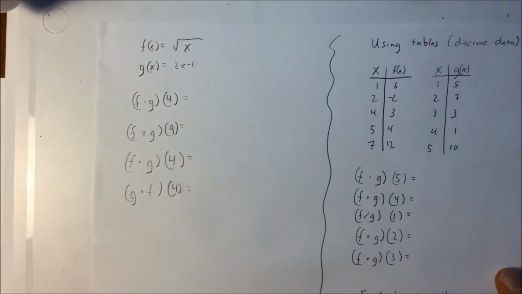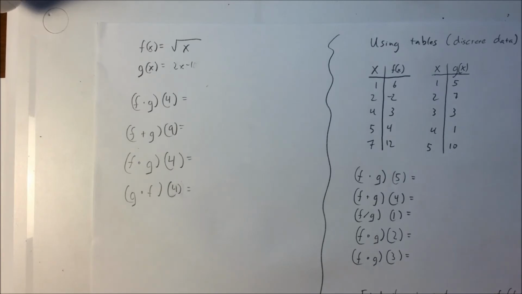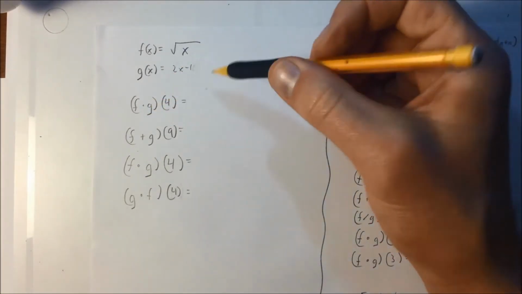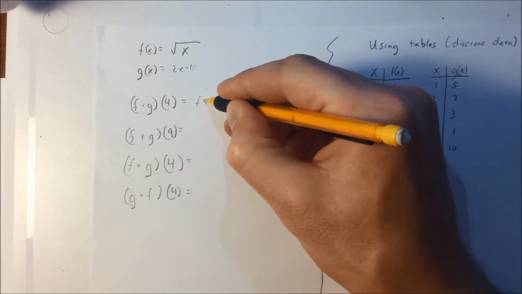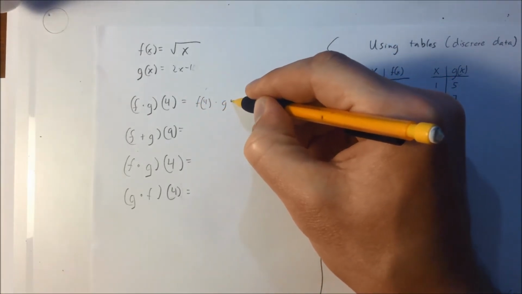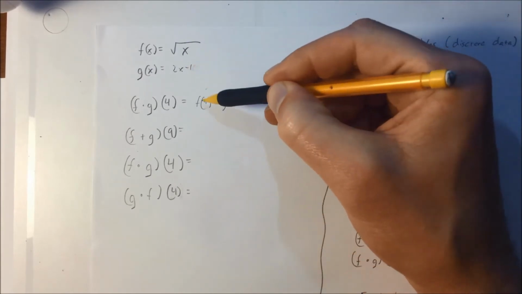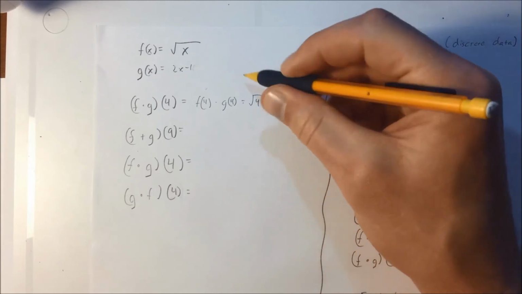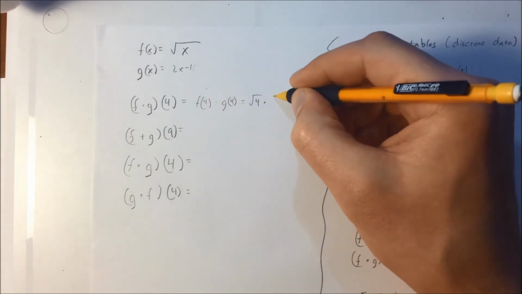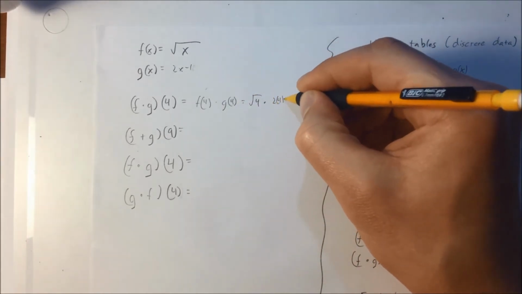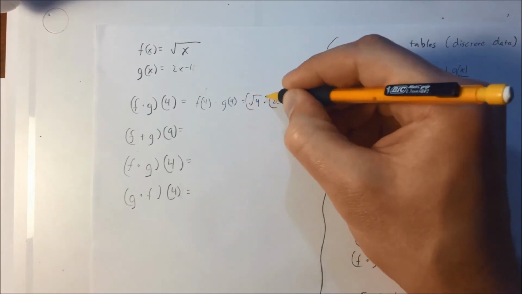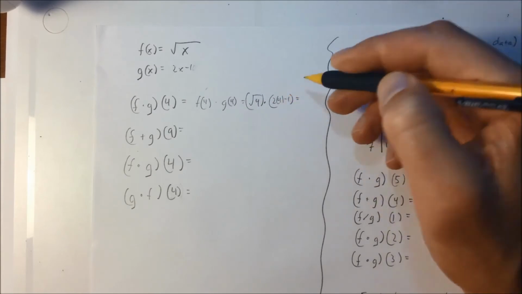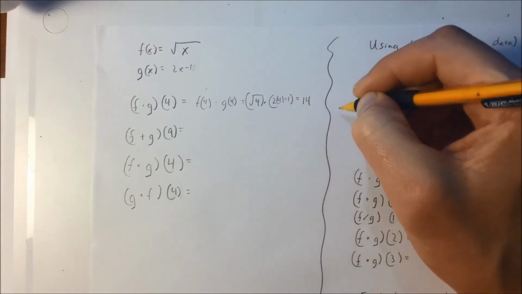All right, now here are some examples. If you have to find f times g of 4, no problem. I'm going to take f of 4 times g of 4. And since f of 4 is the square root of 4, and g of 4 is 2 times 4 minus 1, I'm just going to multiply those two together. That's going to give me 2. That's going to give me 7, and I'm going to get 14.